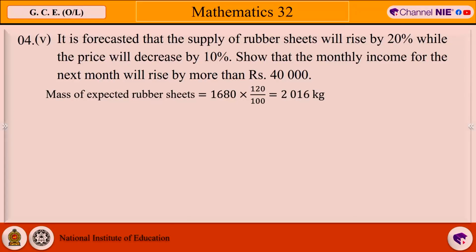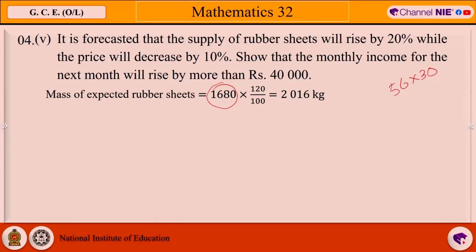Now, we know that 56 times 30 is the mass of the rubber sheets in the previous month, which is 1680. We have to get the increment by 20%, which will be 2016 kilograms. We have to find 120 over 100 of 1680.